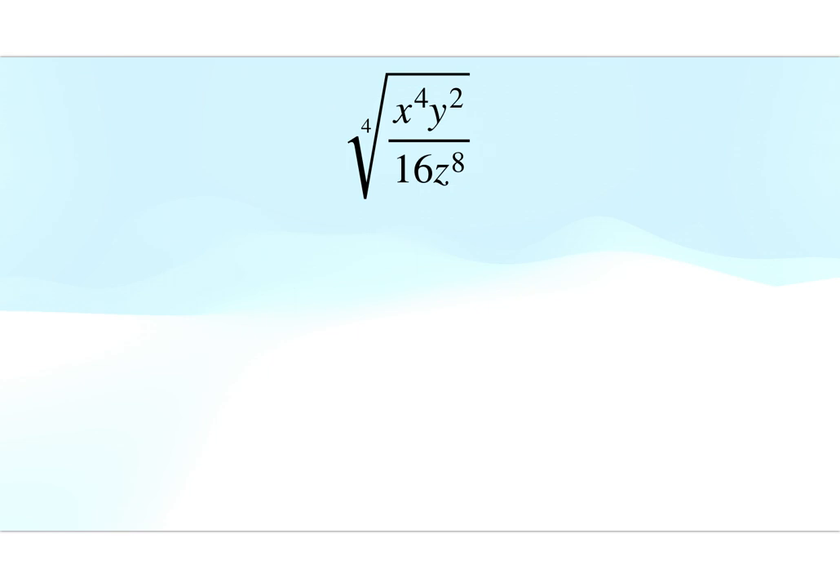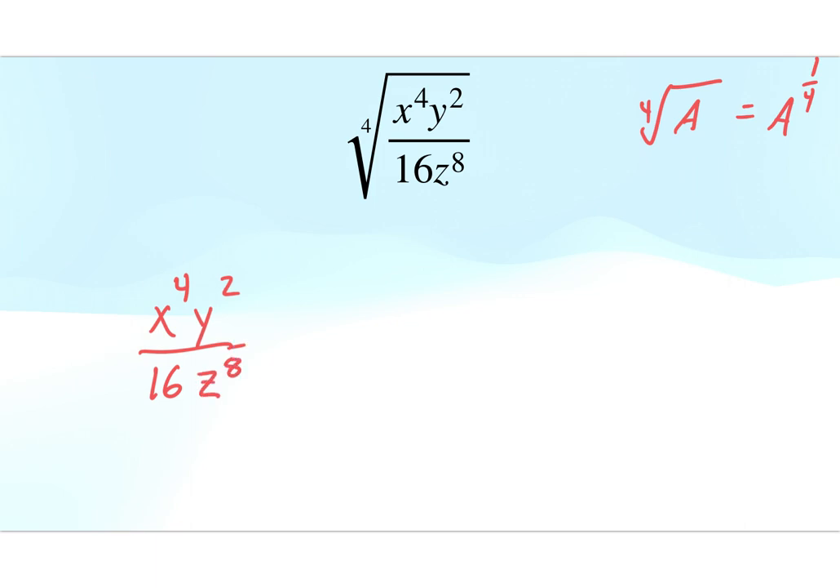If I have just a 4th root of something, that would be the same as writing it as a to the 1/4 power. So roots are fractional exponents. So with this one, I'll have x to the 4th, y squared over 16, z to the 8th. And the whole thing is to the 1/4 power.